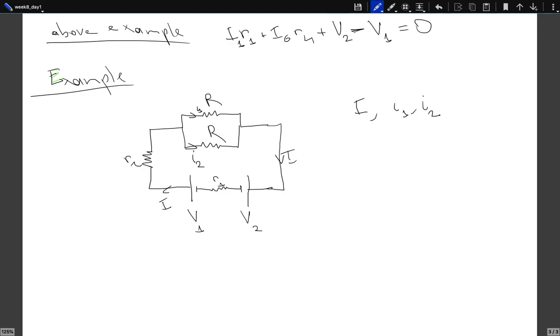Now let's start with the current conservation. Well, current conservation at this junction tells me that the current entering into my system, which is I, should be equal to the sum of the total current leaving that junction. The currents leaving are I1 and I2. This is my equation 1 for 3 unknowns. I still need 2 more equations.